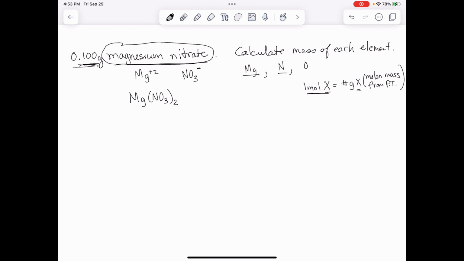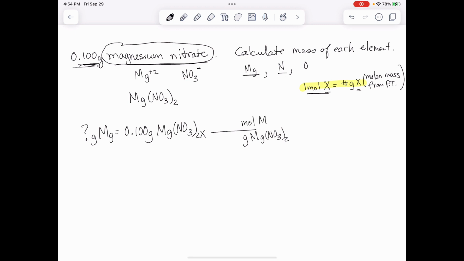And so the first thing I'm going to do is, let's solve for magnesium first. So I'm going to get how many grams of magnesium, starting with the 0.100 grams of Mg(NO3)2. I will multiply, you got to show this kind of work, by the ratio that has grams of Mg(NO3)2 on the bottom. That has to be in the denominator to cancel. And I'm going to use this conversion factor to get it to moles of Mg(NO3)2. And 1 mole is equal to the molar mass in grams.